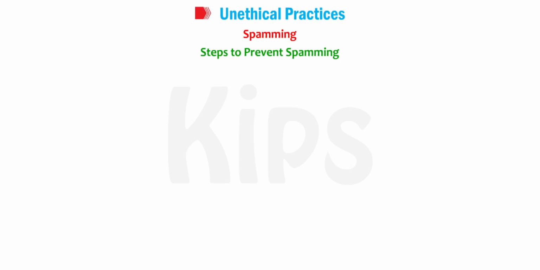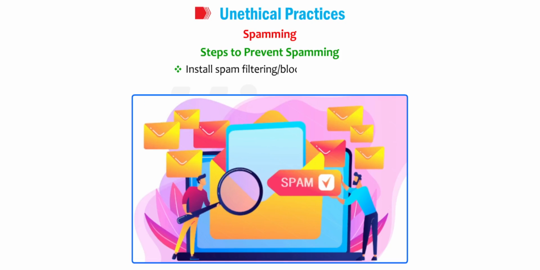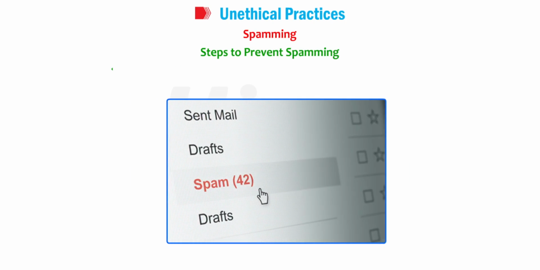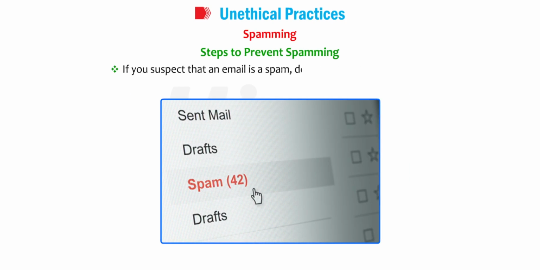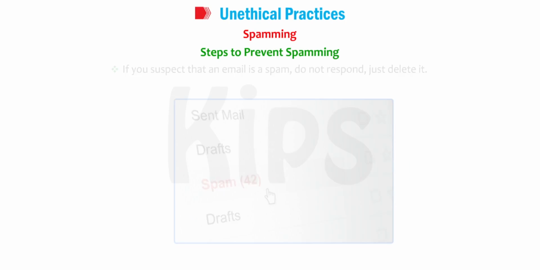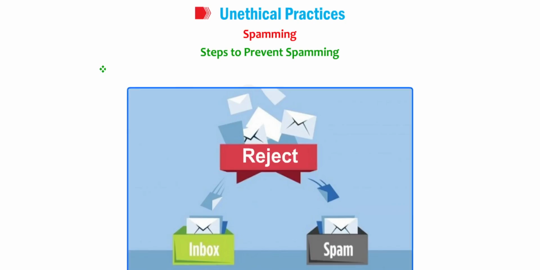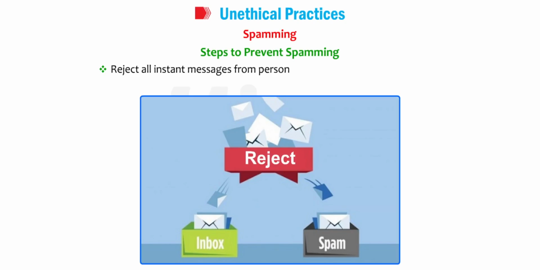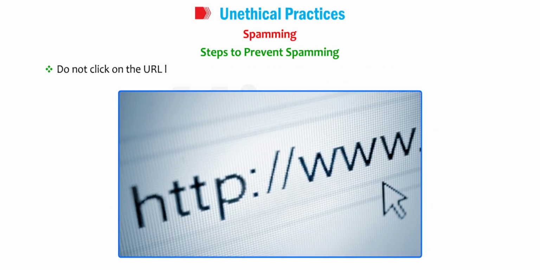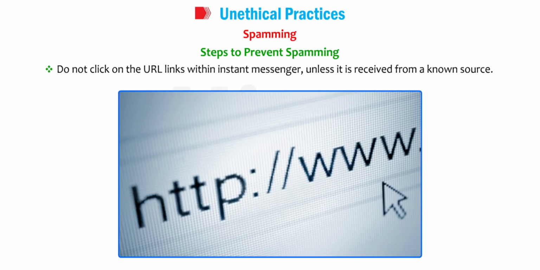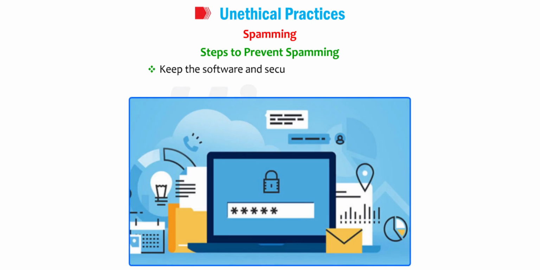Steps to prevent spamming. Install spam filtering or blocking software. If you suspect that an email is a spam, do not respond, just delete it. Consider disabling the email client's preview pane and reading emails in plain text. Reject all instant messages from persons who are not in your contact list. Do not click on the URL links within Instant Messenger unless it is received from a known source. Keep the software and security patches up to date.